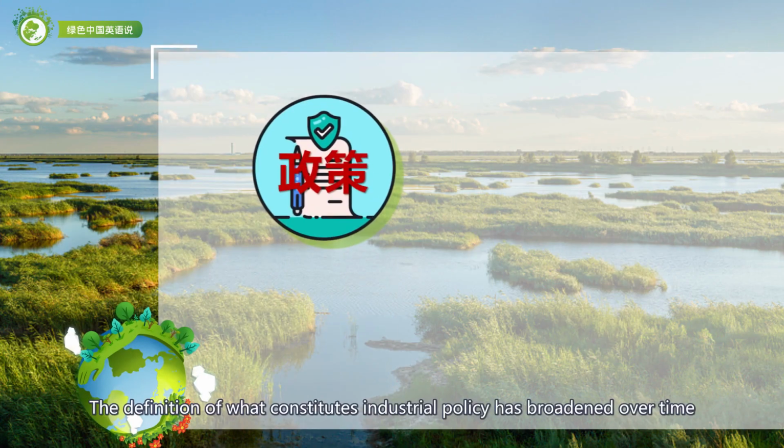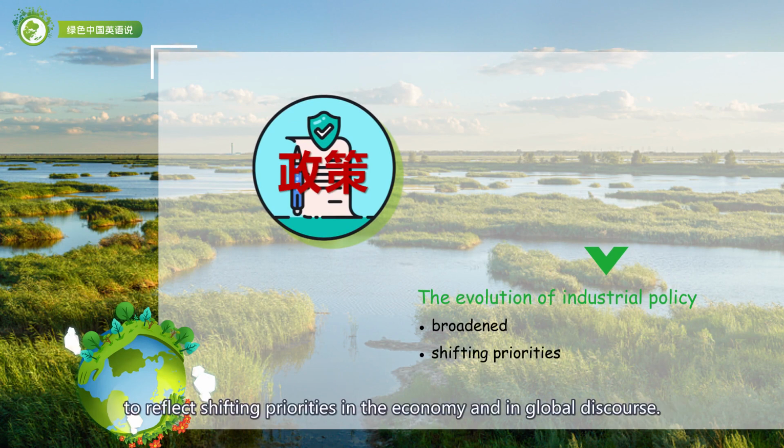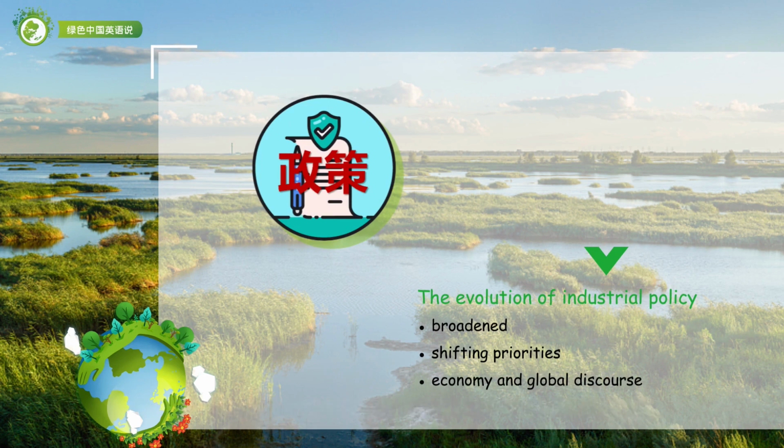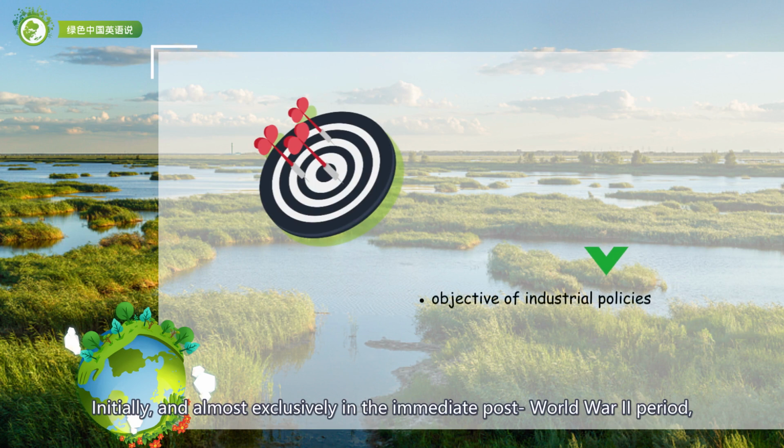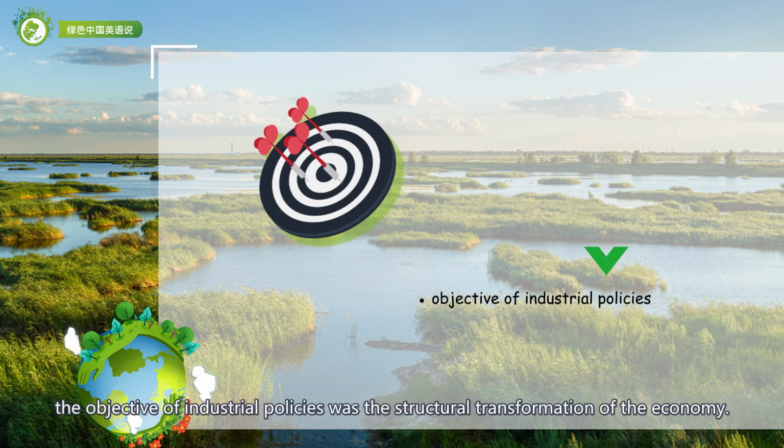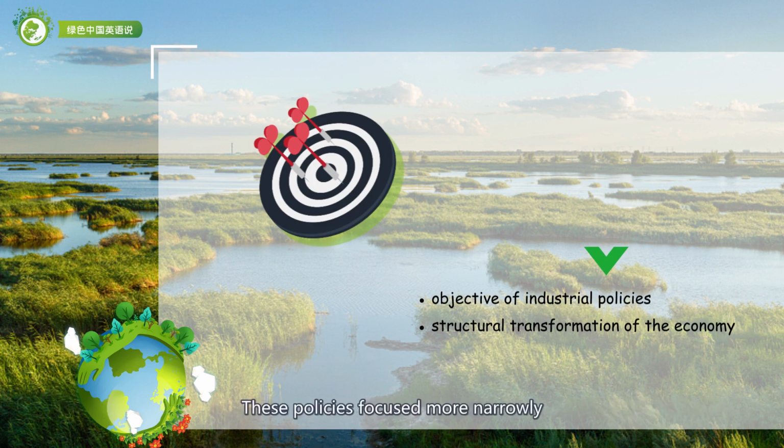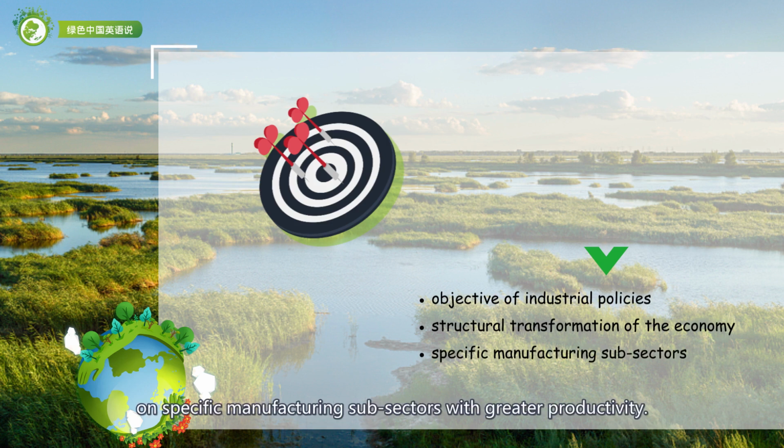The definition of what constitutes industrial policy has broadened over time to reflect shifting priorities in the economy and in global discourse. Initially and almost exclusively in the immediate post-Second World War period, the objective of industrial policies was the structural transformation of the economy. These policies focused more narrowly on specific manufacturing subsectors with greater productivity.